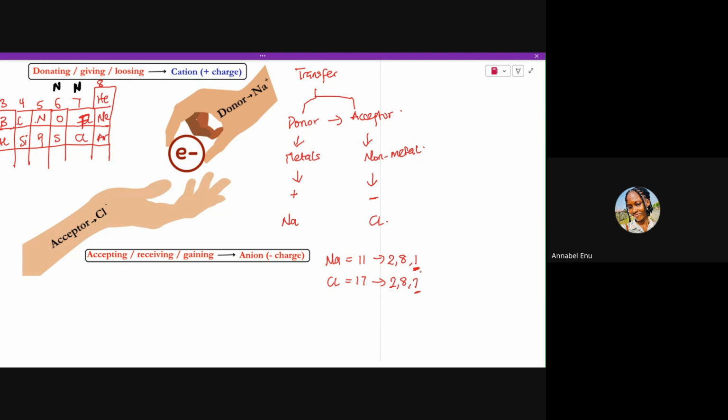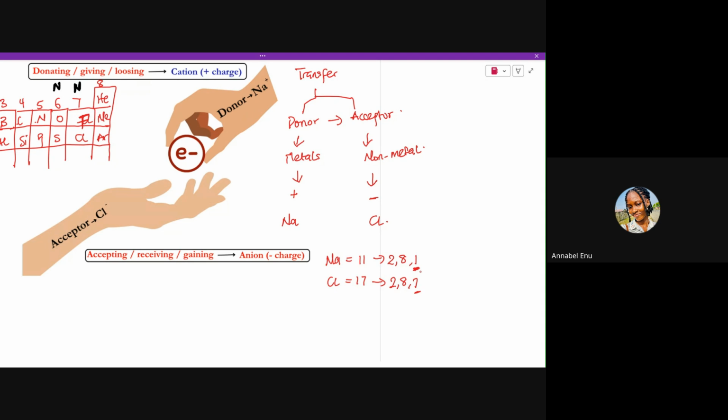And what is completely filled? What does completely filled mean? In this form of electronic configuration, it means having 8 electrons. So we can see that sodium is not completely filled because it is ending with 1, not 8. And chlorine is not completely filled because it's ending with 7, not 8. So stability would mean having your outermost shell having 8 electrons. That is complete filling, and that is stability.